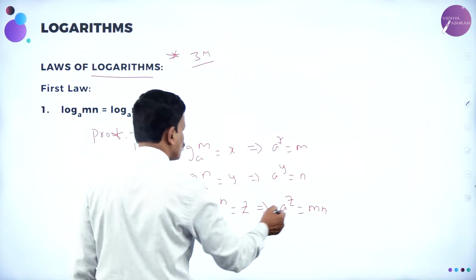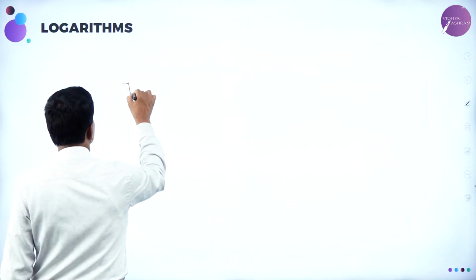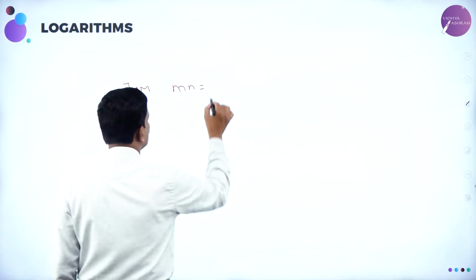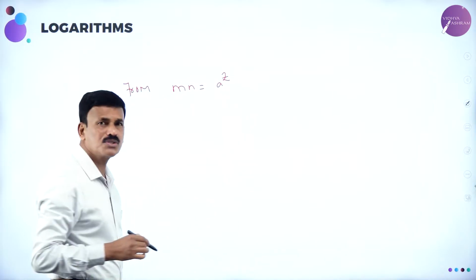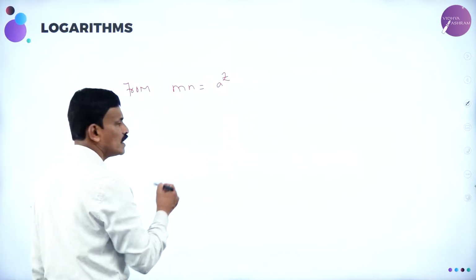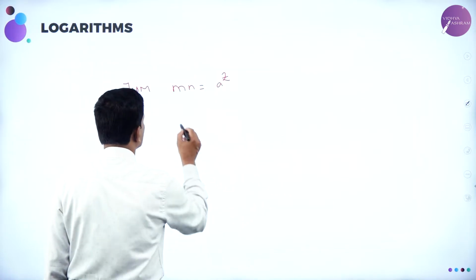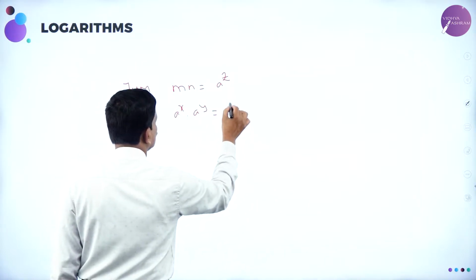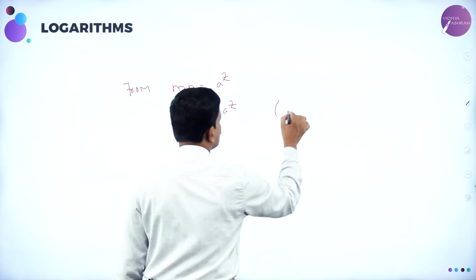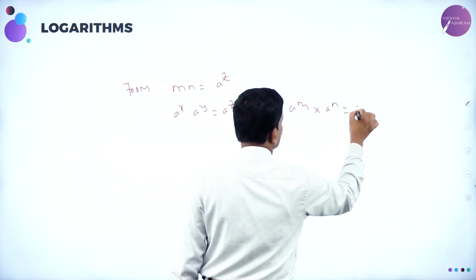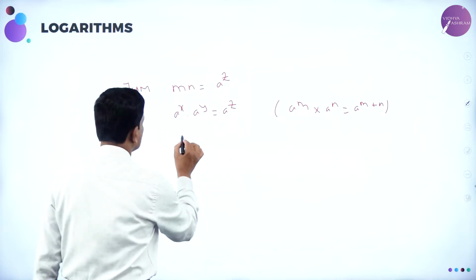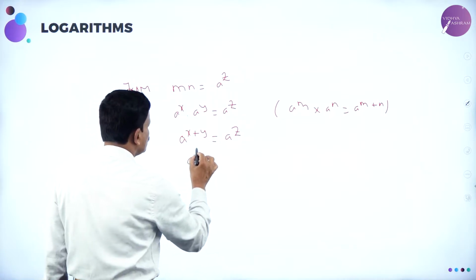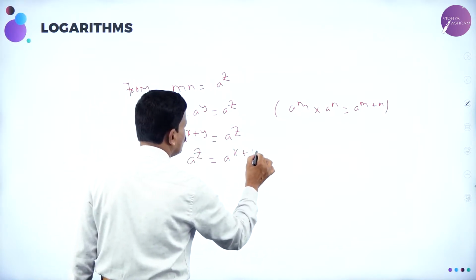Now from mn is equal to a to the power of z, substitute the values of m and n. What is m? M is equal to a to the power of x, and what is n? N is equal to a to the power of y, equal to a to the power of z. According to the law of indices, a power m into a to the power of n is a to the power of m plus n. This can be written as a to the power of x plus y is equal to a to the power of z. That is, a power z is equal to a to the power of x plus y.